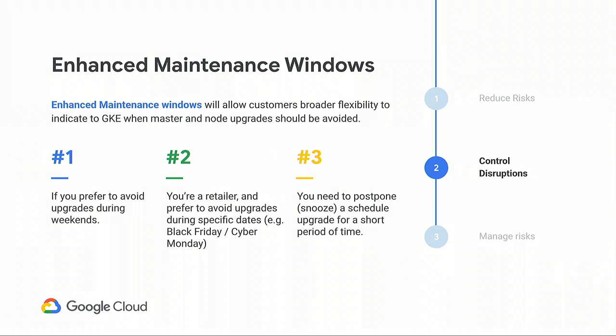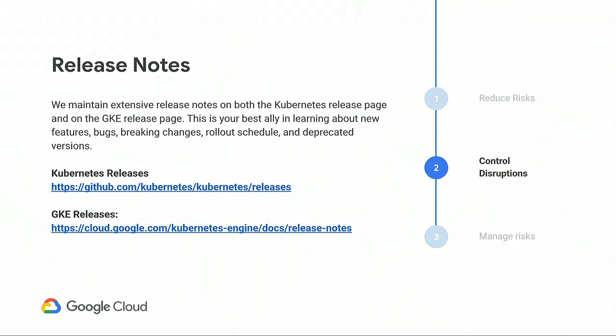And then lastly, you know about an upcoming upgrade, but you just need more time. You need more time to prepare, or you have some internal challenges that you're facing. You'll be able to postpone or snooze an upgrade for a short period of time. That gives you more flexibility in controlling disruption.